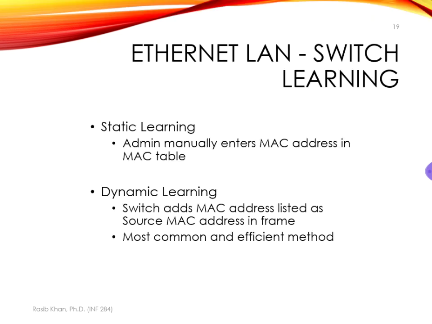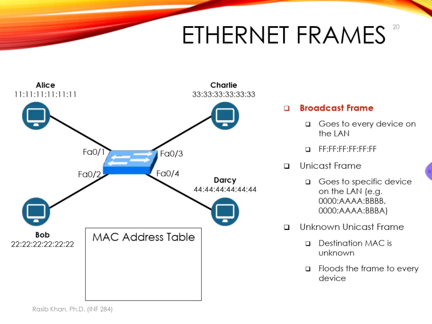Okay, so we now know that an Ethernet LAN switch needs to maintain a MAC address table, also called a switching table, and it can learn the paths to different MAC addresses through static learning and dynamic learning. So we'll look at 3 different kinds of Ethernet frames and the way that a switch would use the information in that frame to forward the frames accordingly.